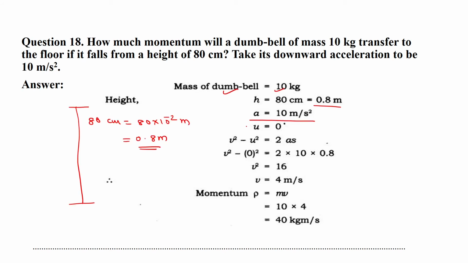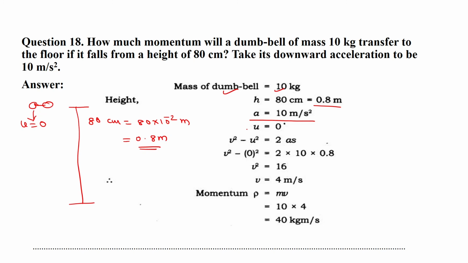What about the initial velocity? The dumbbell is falling from here, so initial velocity will be 0. Of course, initial velocity is 0. After this velocity goes on increasing, and when it reaches the earth, it will have the highest velocity. Initial velocity is 0.